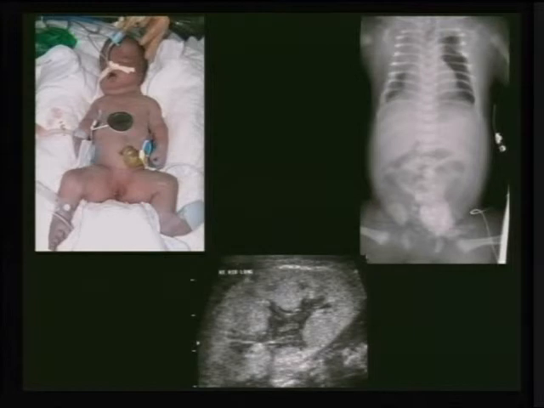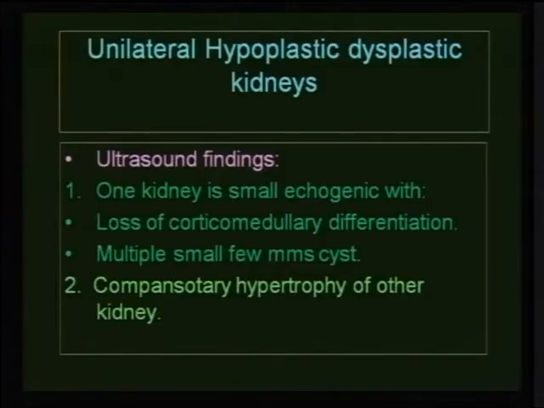And because there is oligohydramnios, you will find the chest is constricted, small chest, and the kidneys are small in size with multiple small few millimeter cysts within the parenchyma. If it is a unilateral hypoplastic dysplastic kidney, similar to what we see in the bilateral Potter syndrome, but it is unilateral, this could be an isolated phenomenon, not syndromic, and that kidney will be small, echogenic, with multiple small cysts. The other kidney will have compensatory hypertrophy.